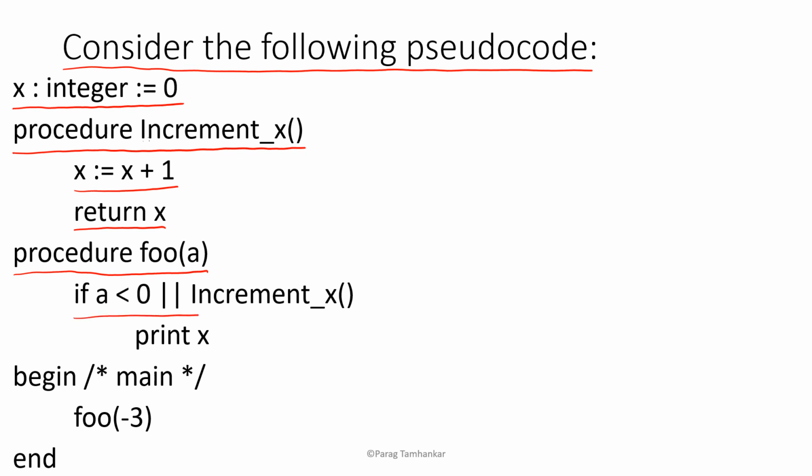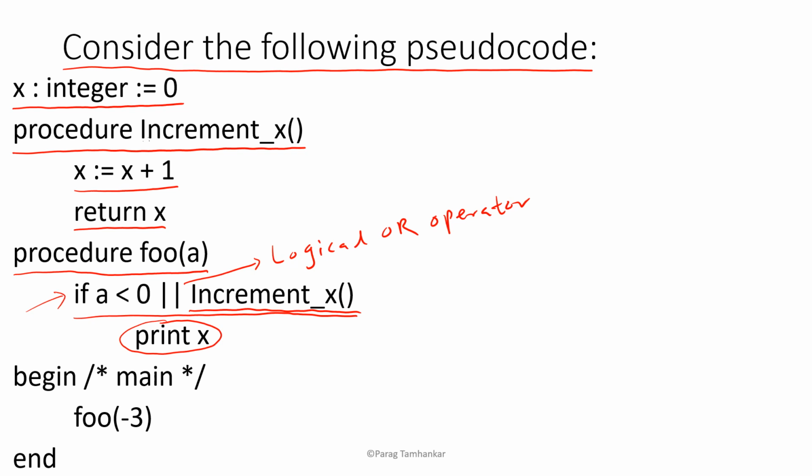and then we have an if condition: a less than 0. This is our logical OR operator, right? And then here we have given a call to the increment x function. If this if condition is true, then we are going to print the value of x.